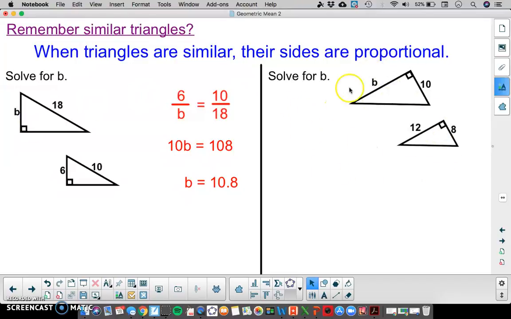Here's an example I want you to solve on your own. Solve for that length in this right triangle. Set up that proportion.